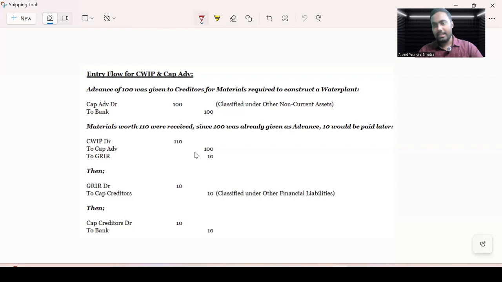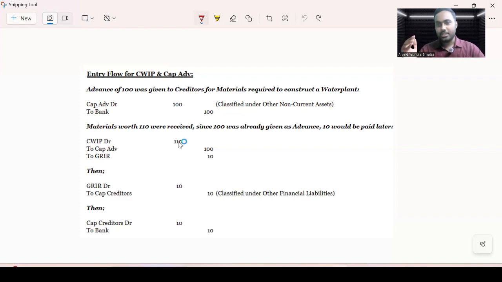So basically, the analytical part of it, which I wanted to convey here, is that as and when your CWIP is getting increased, your capital advance is getting reduced. So what you have to see at a broad level is, if there is an increase in your capital work in progress, that should ideally be a decrease in your capital advance. So that is what you have to see from a very, very broad perspective.